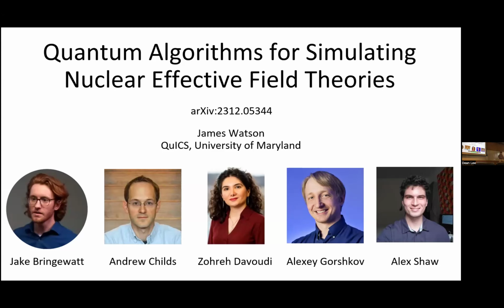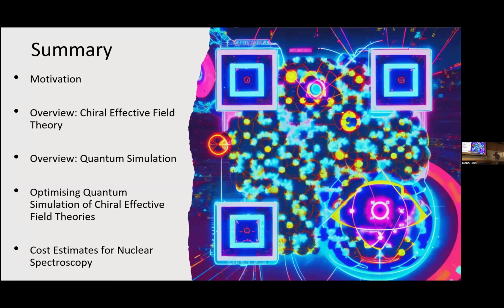So we're talking about quantum algorithms for simulating nuclear effective field theories. These are algorithms running on a quantum computer to predict properties of nuclear physics. I thought I'd start with a summary. This is a QR code you should be able to scan to follow along on the paper if you want. We'll start with some motivation, talk a little bit about chiral effective field theories and quantum simulation, with a very brief overview of quantum simulation, and then talk about optimizing quantum simulation for chiral effective field theories and resource estimates for nuclear spectroscopy. Does the QR code work? Somebody's trying it there? Awesome. It's meant to be an atomic nucleus.